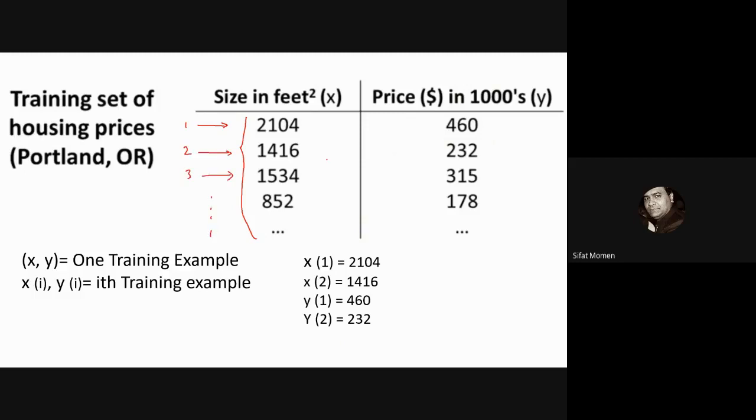Clear? So I can say x1. What is my x1? 2,104. The first instance x value is x1. x2 means the second instance x value, which is 1,416. y1, the first instance of y value, is 460. y2 is 232. Are we good? So far, so good? Do we understand this notation?